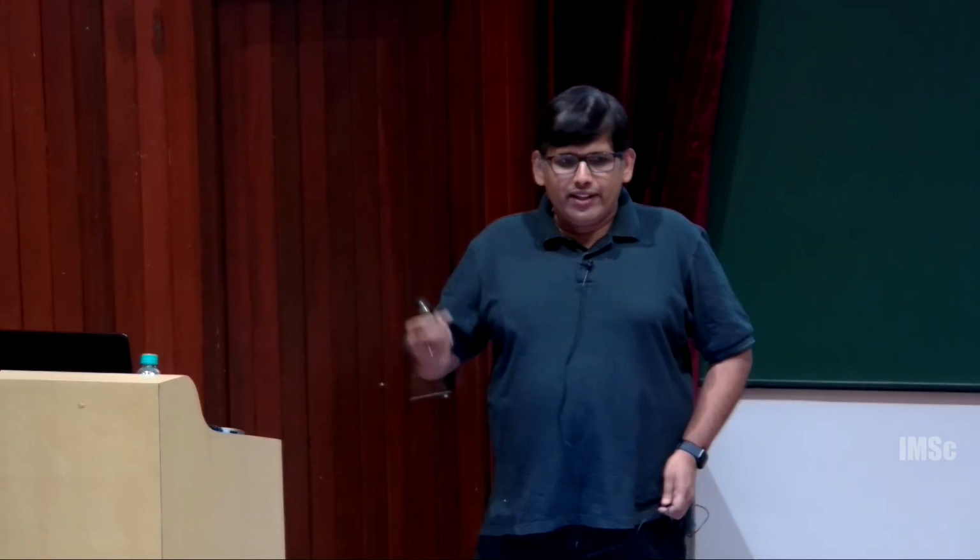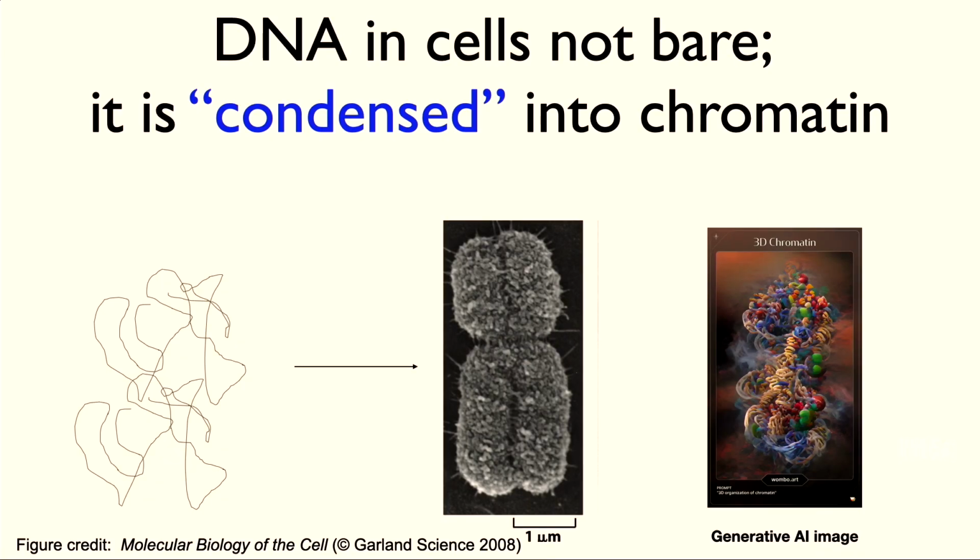The word condensate or condensation has been used in the context of chromatin for the last 40 years or so. Chromatin condensation is a known phenomenon where the bare DNA condenses into a structure which we call chromosomes or chromatin. DNA is not bare in the cell, it is condensed by a large number of proteins into forms of chromatin, as shown in this electron microscopy picture here and a Gen AI picture there.